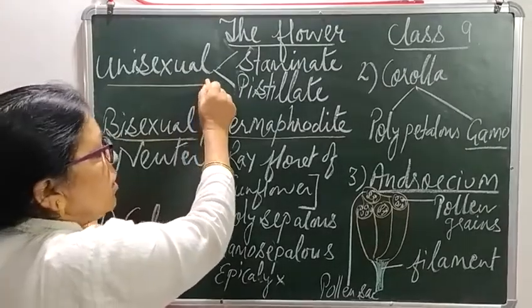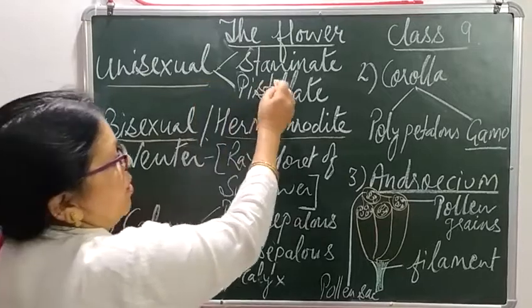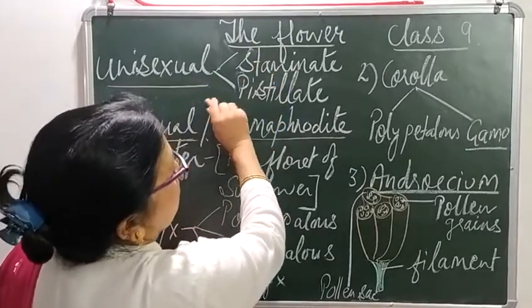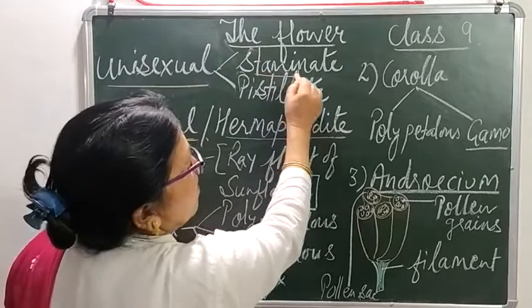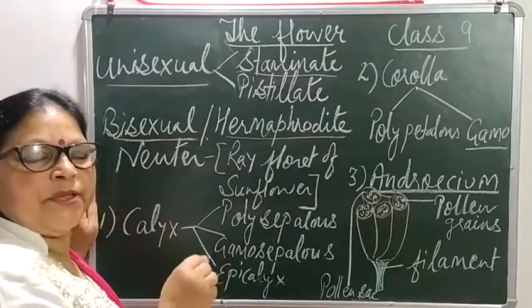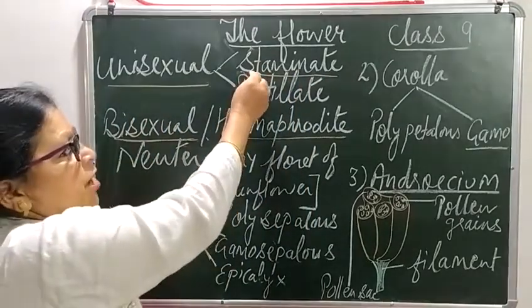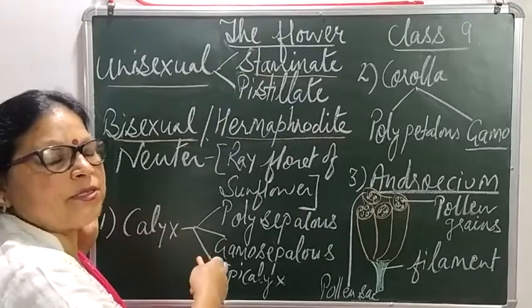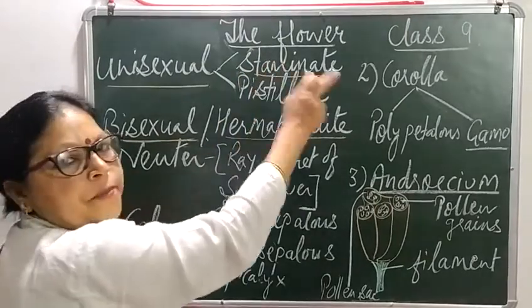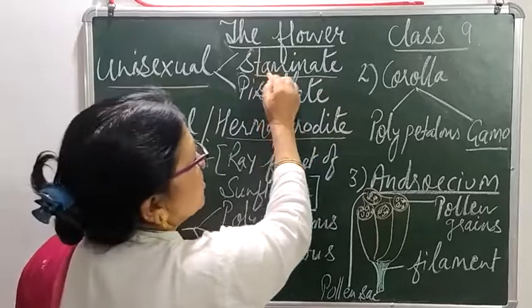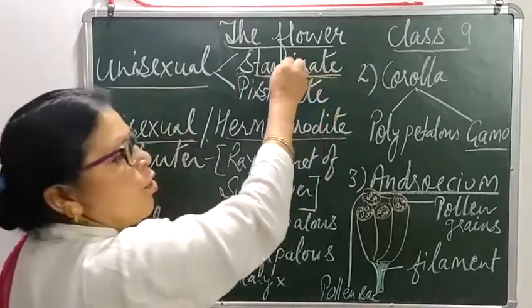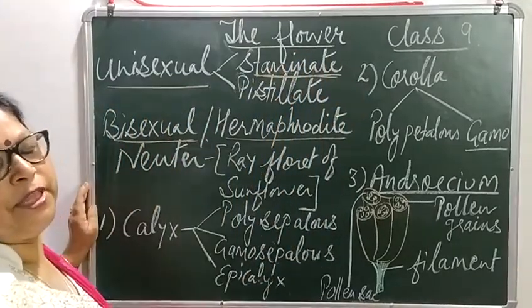Now, in unisexual flower, if only the male part is present, that means only the stamen is present. Remember, flower will have sepals, petals and male part, no female part. Then such a flower is called staminate flower, or it is called male flower, staminate flower.